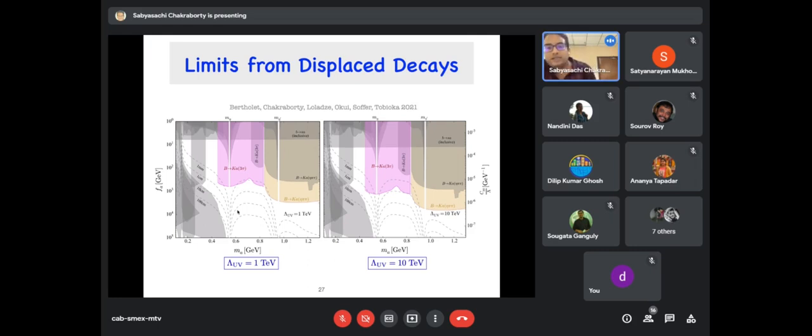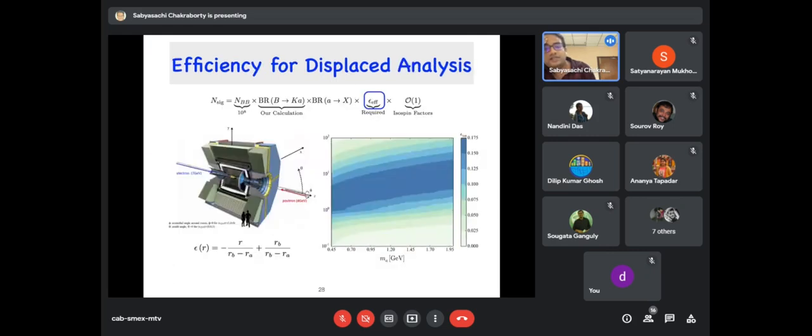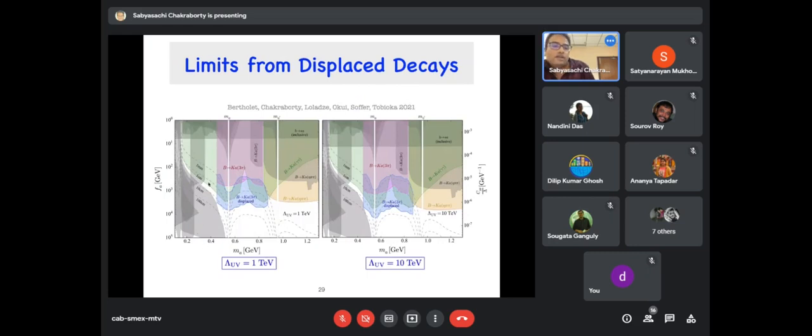And that we used in the next paper with two experimentalists, Abner Soffer and the postdoc Emily Barthole from Tel Aviv. Using this particular channel where the axion can give rise to a displaced vertex, one needs to have a dedicated efficiency for that. And again, the number of B B-bar pairs at Belle 2 is around 10 to the power 10, at Belle 10 to the power 8. This was our work, taken from Yotam's data. And for displaced analysis, you will have a different efficiency. Using this, one can constrain the axion parameter space using displaced searches.